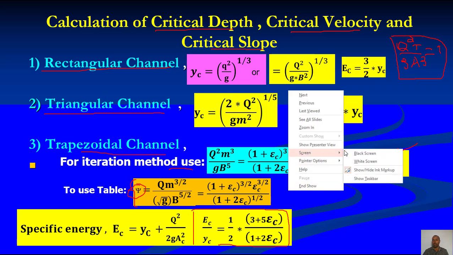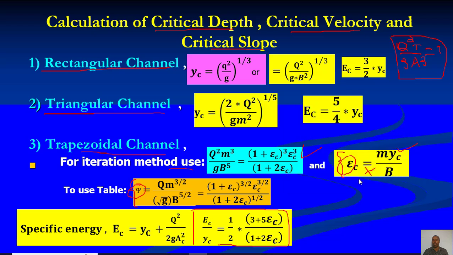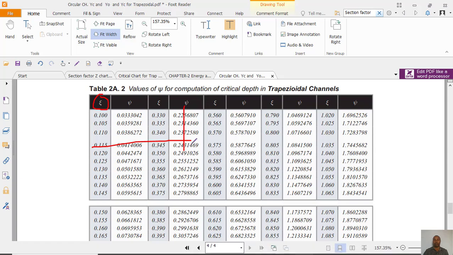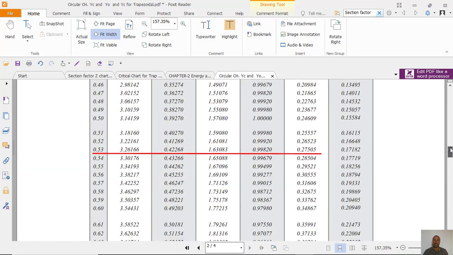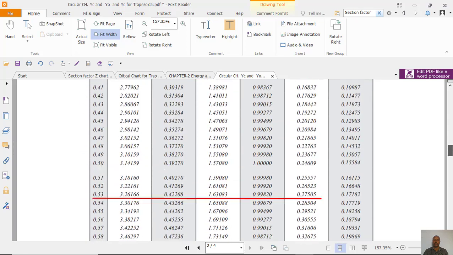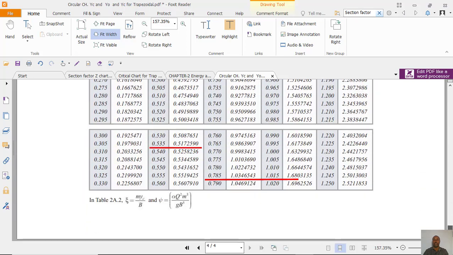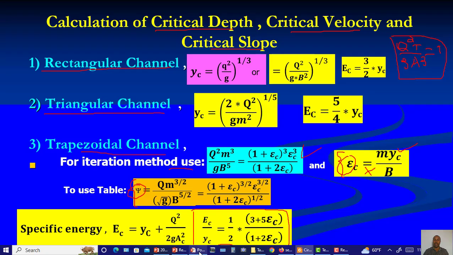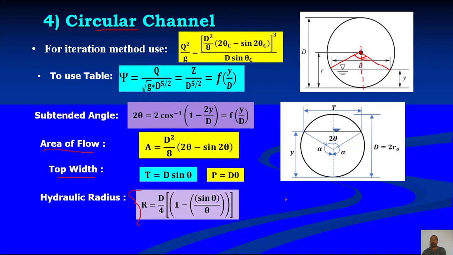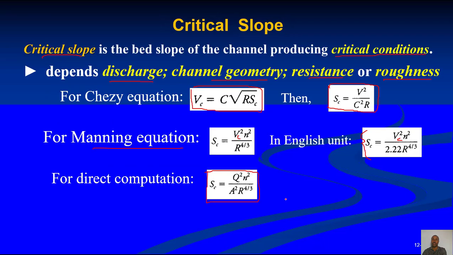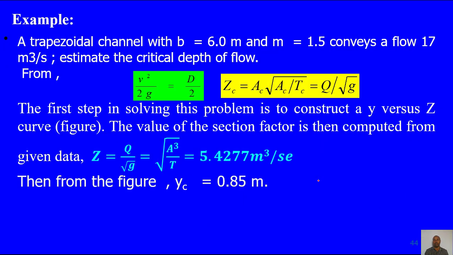Otherwise, for iteration, you can apply this one. So you have two options, either table or iteration. This is for the circular channel we can apply. So these are the tables for the circular channel and the trapezoidal channel. We will see more examples on this one so that everything will be clear. So for critical slope, you have the final solution. Once you compute it, then you will check with bed slope, etc.